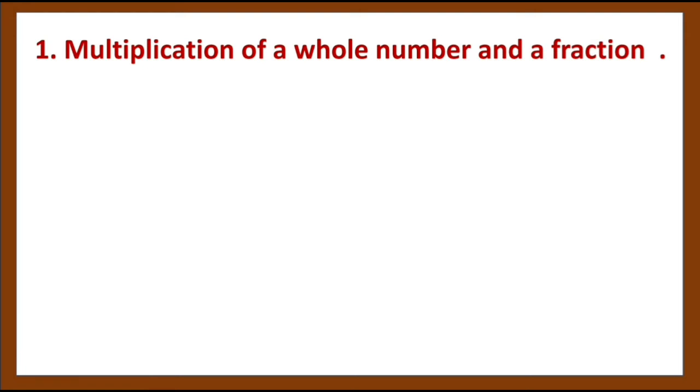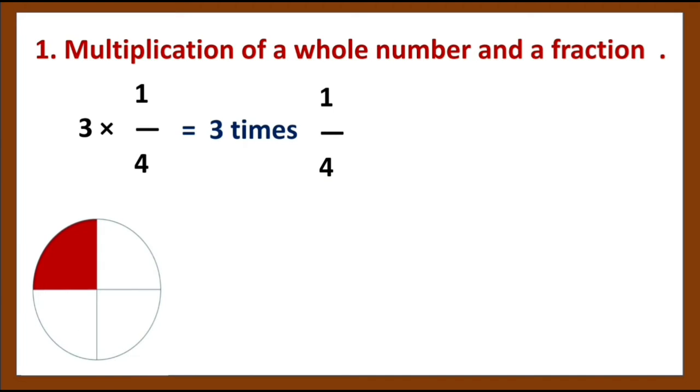See, multiplication of a whole number and a fraction. 3 into 1 by 4. Dear students, observe that this is nothing but 3 times 1 by 4. We know that 1 by 4 we have to take 3 times. So 1 by 4 means, observe this circle, I am dividing it into 4 equal parts. Out of that I am taking 1 part. Like this I have to add this portion 3 times.